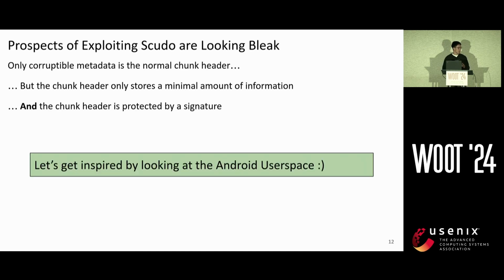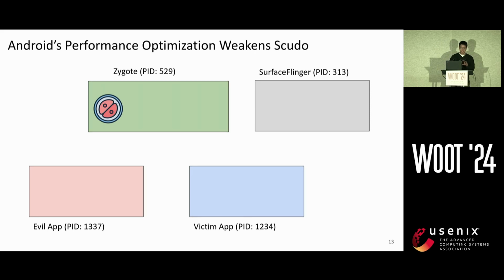Let's take a step back and look at the significant deployment of Scudo, which is the Android user space. Here we have a bunch of processes running in the Android user space. What's interesting about the Android user space is that a lot of the processes running there are clones of the same process. They're cloned from the so-called zygote process using the fork system call. Why is this the case? All apps are forked from zygote, as well as some more privileged system services. Why is this the case?